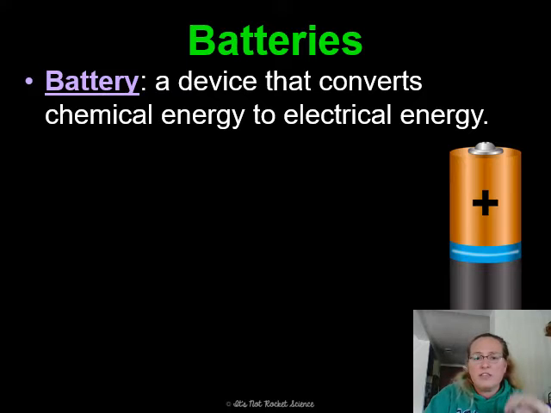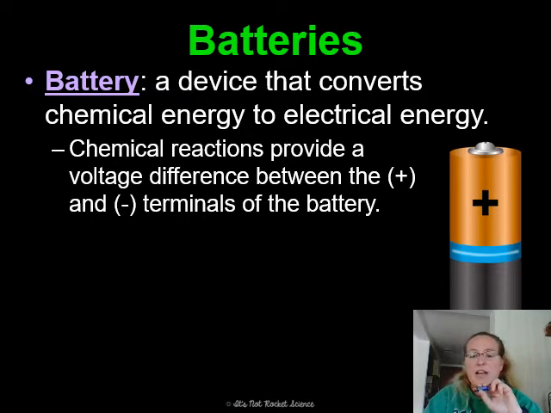A battery is a device that converts chemical energy to electrical energy. In our last unit, we talked about energy transformations and how things can move from one kind of energy to another. There are a bunch of little chemical reactions going on in this battery at all times. They provide a voltage difference between the positive end and the negative terminal of the battery. So remember, we just learned that voltage is that force that's pushing the electrons.